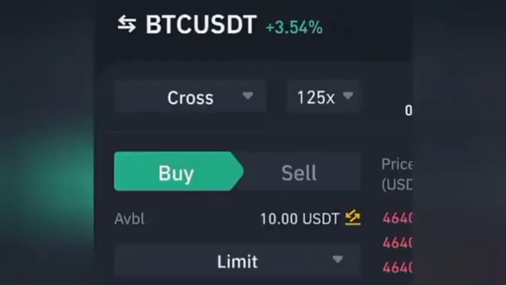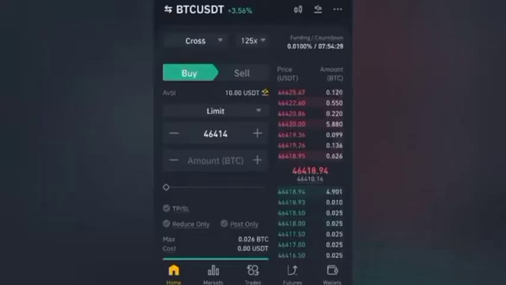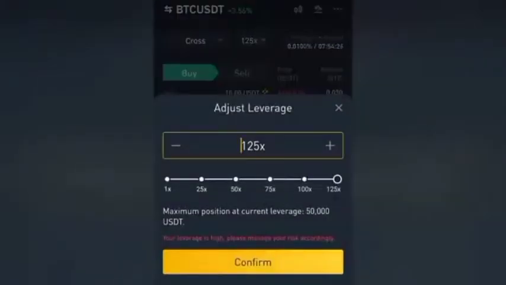If you click on this 125x right there, click on this. Now when you click on it, you will see that you can adjust the leverage you want to use. If you want to use 25x leverage, what this means is that when the price of the asset you are trading goes up 1%, you would get 25% on your trade. Understand? Also, the same thing goes for 50x leverage. When the price goes up 1%, you get 50% on your trade. Also, the same thing for 100x leverage and above. Now you know that the more leverage you use, the more profit you get.